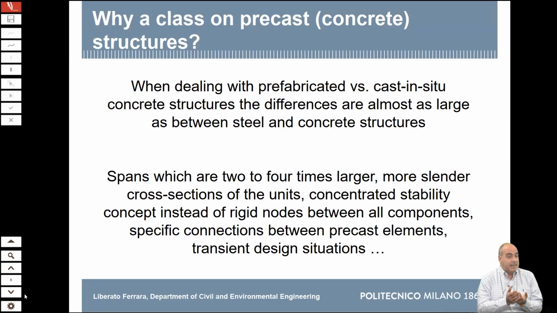We can have more slender cross-sections, so stability issues become much more relevant than they are in ordinary reinforced concrete design. We have concentrated stability problems. The classical case of a column with a point load which moves is a typical case of a column in a precast frame. We will see it during the classes of next week.